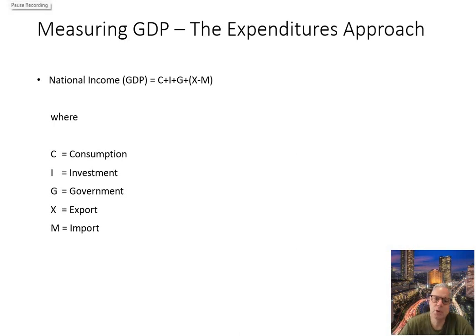Okay, let's continue with measuring GDP and specifically the expenditure approach. Again, there are three approaches: the expenditure approach, the income approach, and the value-added approach. And we will do all three. So the expenditure approach, which is the most common one, basically says national income, which is GDP, and you remember GDP is the total value of all final goods produced within a country, typically over a year.